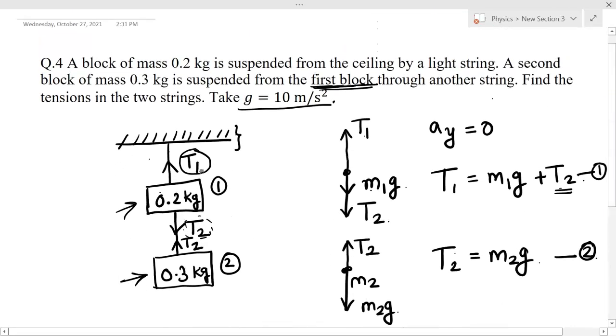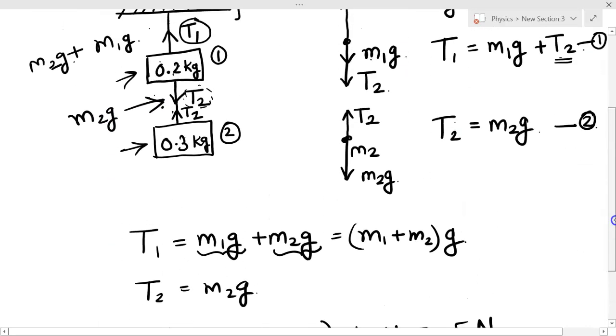If in an exam, any competitive exam, such a question comes, directly write the tension as m1g plus m2g for the first string, because it is supporting these two masses. And in this string, whatever mass is downwards, you will write it like this, m2g. This is the weight supported by this string. So this is the way you solve it.